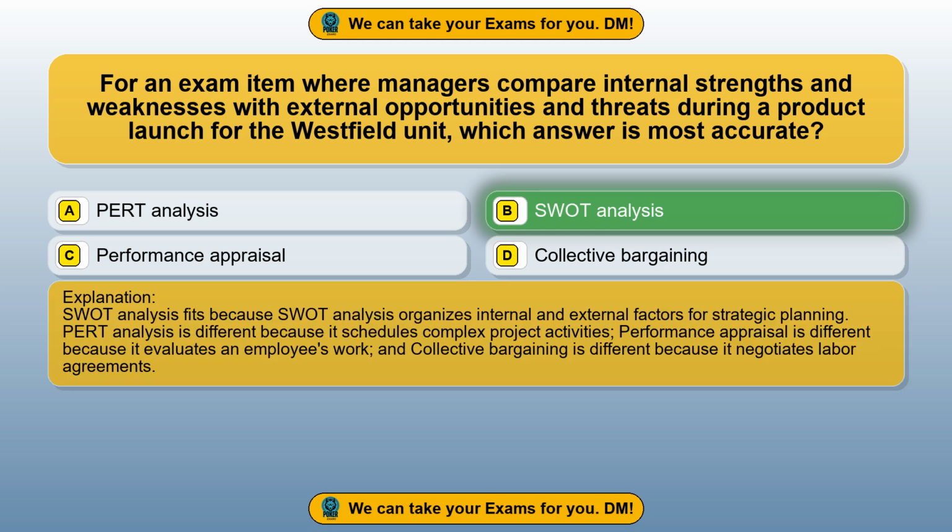SWOT analysis fits because SWOT analysis organizes internal and external factors for strategic planning. PERT analysis is different because it schedules complex project activities, performance appraisal is different because it evaluates an employee's work, and collective bargaining is different because it negotiates labor agreements.